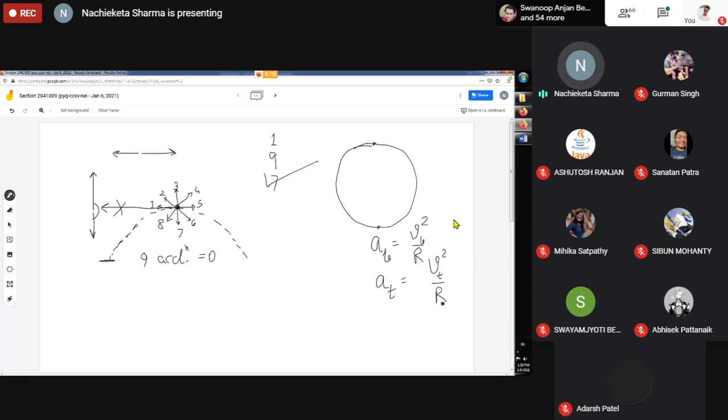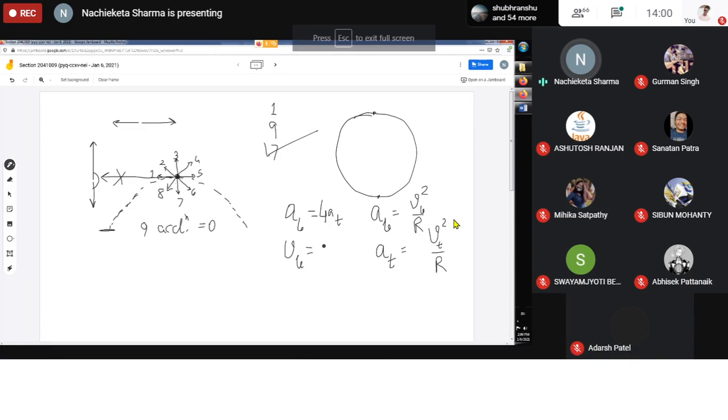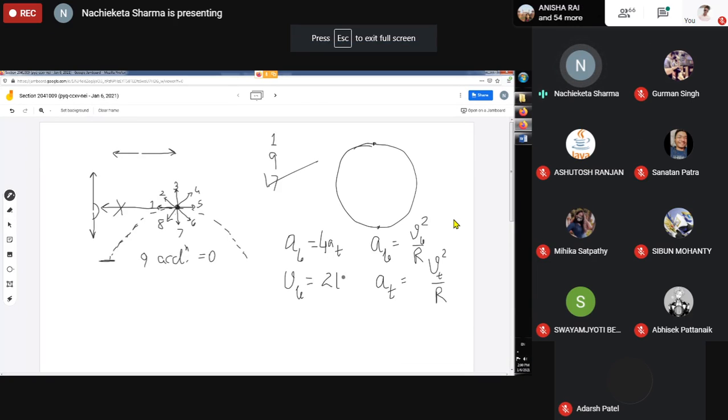Now the question is, suppose that the particle in a non-uniform circular motion experiences 4 times the acceleration at the bottom. Now this AB is 4 times AT. That means your VB square is 4 times VT square. So what will be your VB? VB will be 2 VT naturally, because VB square is equal to 4 VT square. That is what probably the question is asking.